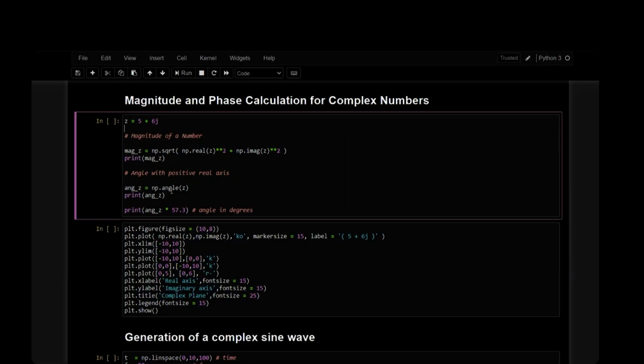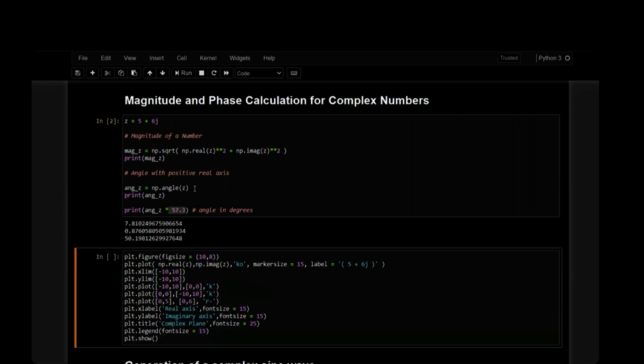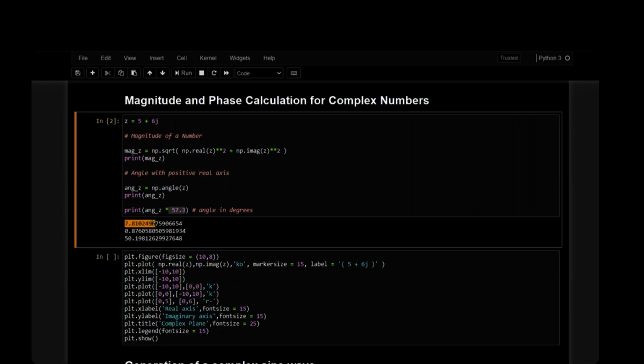Next, the angle with the positive real axis is also very simple to calculate. We use a method called angle in NumPy. So we type np.angle. This allows us to calculate the angle of the complex number with respect to the positive real axis. One very important point to remember is that this method returns the angle in radians. If we want the angle in degrees, we multiply the result by 57.3 to convert from radians to degrees.